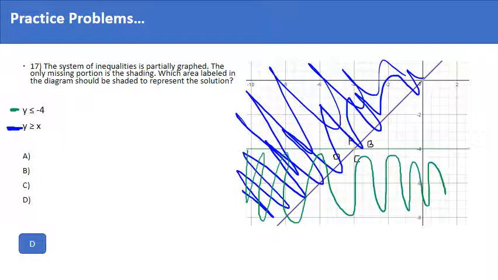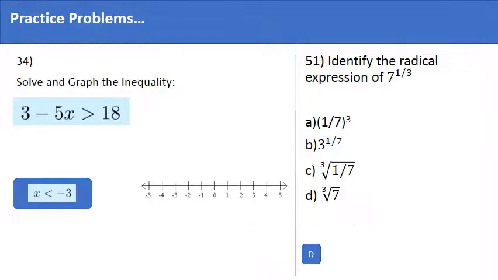So the region you have in common is this right here. Is this part right here at option D. So it'd be region D, or area D. All right, so we have a couple more examples.